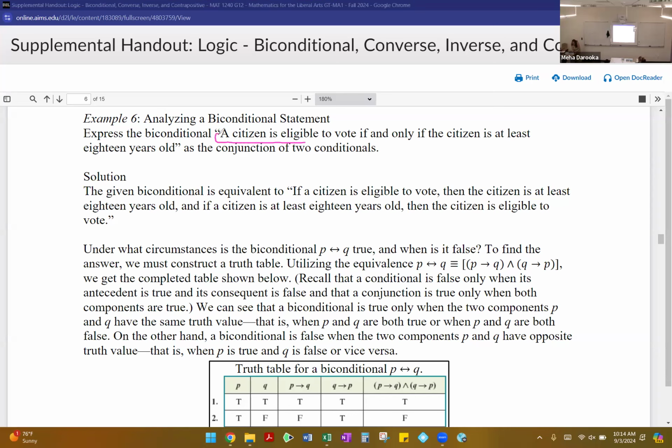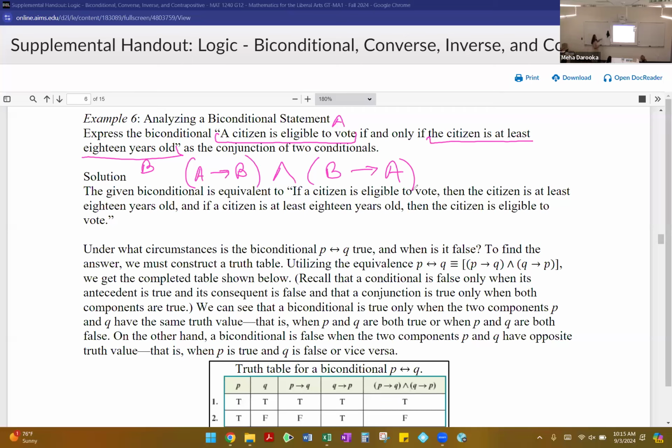So a citizen is eligible to vote. We can call that A or B, or P and Q, whatever letters you want to go with. I think your textbook leans a bit on P and Q. So that would be one statement. And then we can say the citizen is at least 18 years old, could be the other. Now how would we write it out in two conditional statements using the word and? Basically A implies B and B implies A. So how would you write this with if-then statements using those A and B arguments?